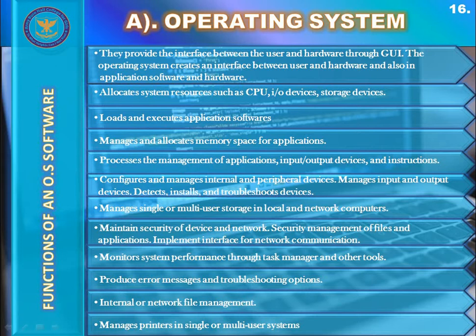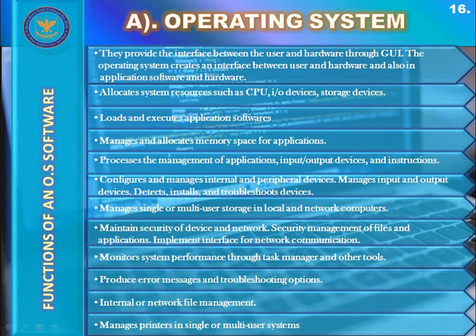Operating system also processes the management of applications, input, output devices and instructions. It means operating system controls all these hardware components like input devices, output devices. It controls the software components like application softwares. It also controls the instructions or options installed inside a software. When CPU executes those instructions or options, CPU basically performs that execution with the help of operating system. So the operating system is also giving help to the CPU. Operating system is also controlling your CPU.